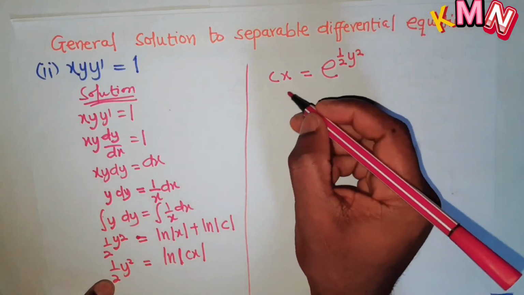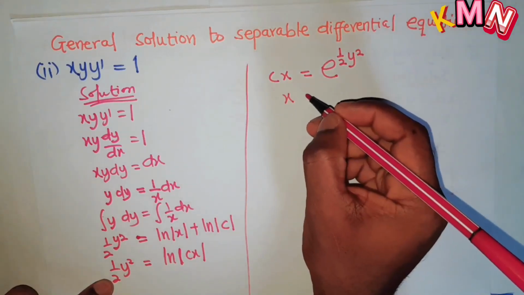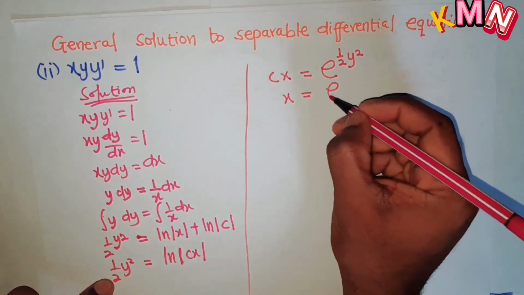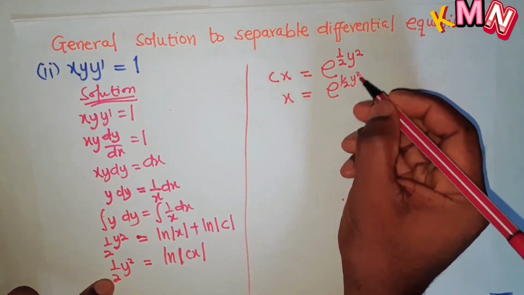We can choose to make x the subject, or we can also choose to maintain it like that. So our x is equal to e to the power of half y squared, on c.